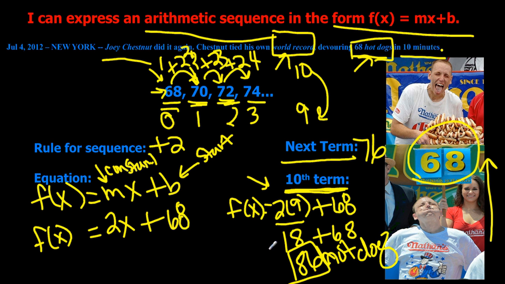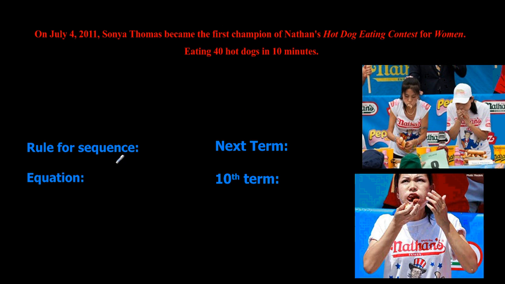Super crazy. So there's another person I know that likes to eat hot dogs a lot. Her name is Sonia Thomas. Pretty cool, huh? And so Sonia Thomas, she eats 40 hot dogs in 10 minutes. That's pretty sweet already, but I'm thinking about what she would want to do. If I were her, I'd want to try to go after Joey and be able to beat him.